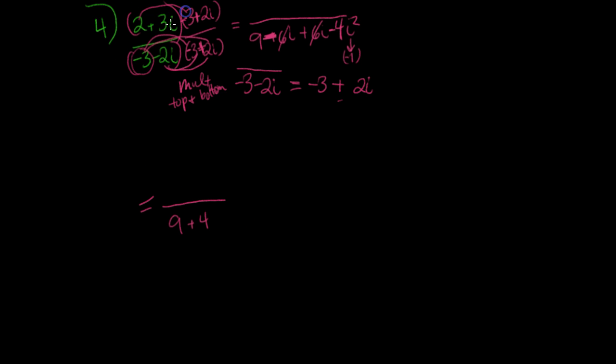Now if we FOIL this out, 2 times negative 3 is negative 6. 2 times 2i is positive 4i. 3i times negative 3 is negative 9i.